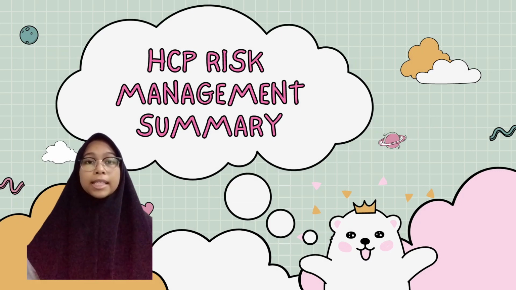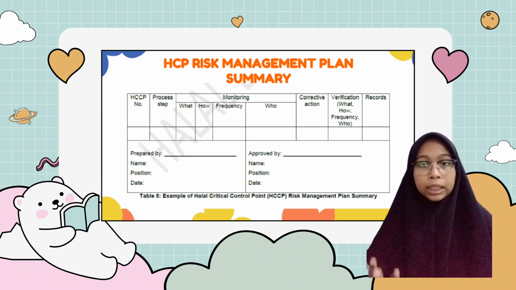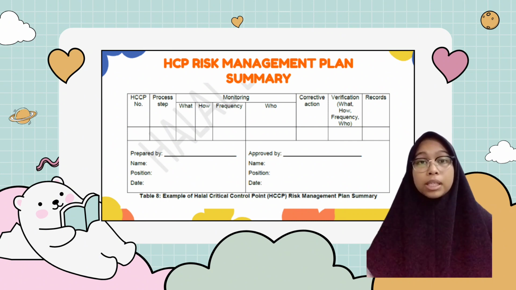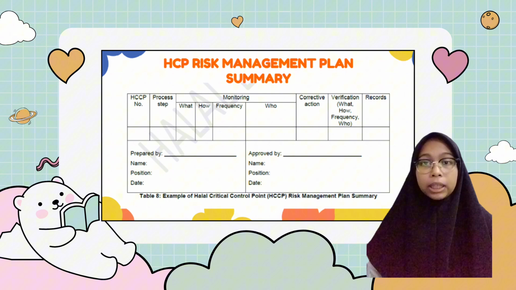Now, we move to the second content of the presentation, which is the halal control point risk management plan summary. In this part, we need to identify which halal control point number is involved, which process is involved, what parameter is to be monitored, how the method to be monitored, when the required frequency to be monitored, where the location to conduct monitoring, and who is the responsible person to monitor the process. After that, we need to do the corrective action for the halal control point and have a record for it.